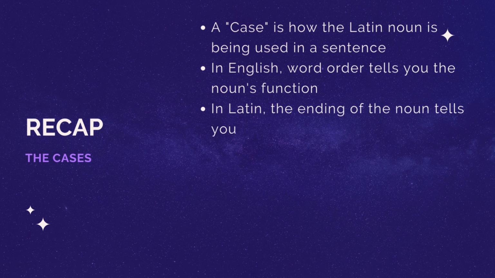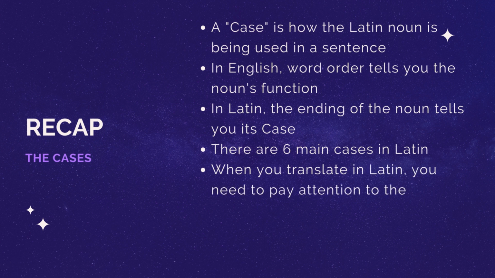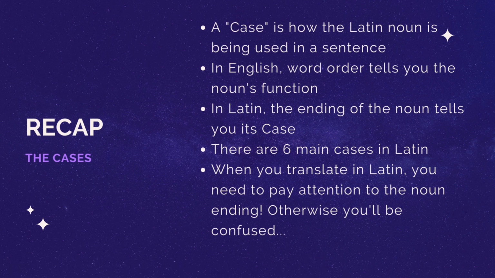In English, word order tells you what's going on in the sentence, the noun's function. If it's at the beginning of the sentence or before your verb, it's the subject, right? That doesn't happen in Latin. The ending of the noun tells you what it's doing. It tells you its case. So it's not about word order. It's about the spelling, the ending of the noun. There are 6 main cases in Latin. We covered them: nominative, accusative, genitive, dative, ablative, vocative. We went through those 6.